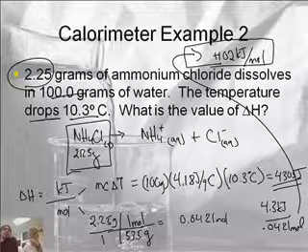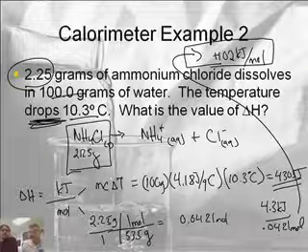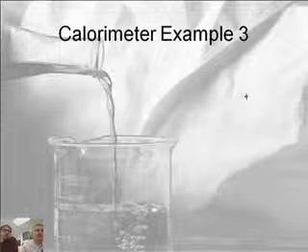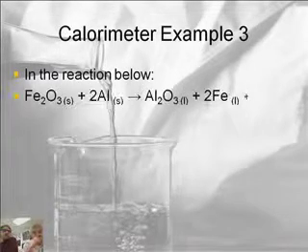Now that one will be positive, Mr. Sams. Right, because it's endothermic, because it dropped the temperature 10.3 degrees. All right. Okay, so it's just like the other problem, except kind of doing an endothermic example. And the last example is the trickiest one.